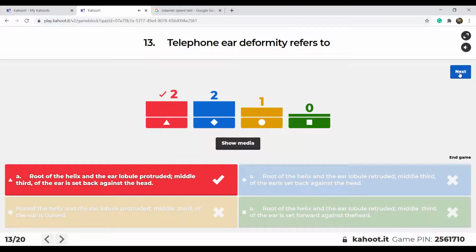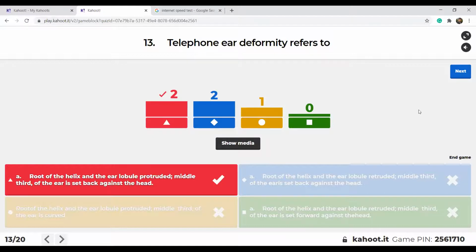Okay, the answer is A. And remember this, it occurs with overcorrection of the middle third of the ear, aggressively tightened with mattress suture, and sometimes when you do over-resection of the conchal bowl or over-resection of the post-auricular skin.